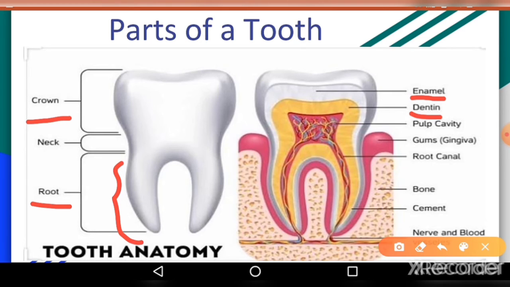Inside the dentine lies the pulp. It is very soft and full of nerves and blood vessels. The pulp forms the central part of the tooth.